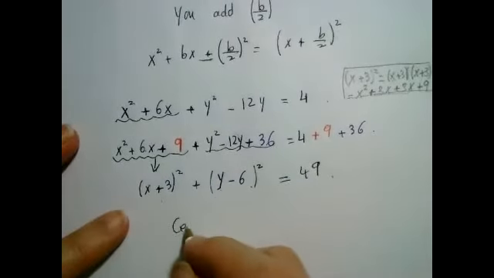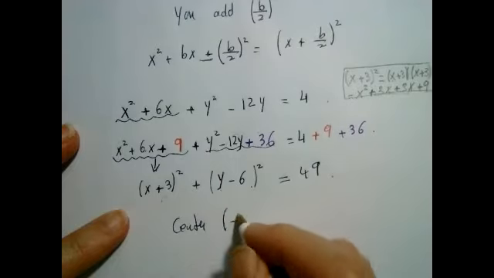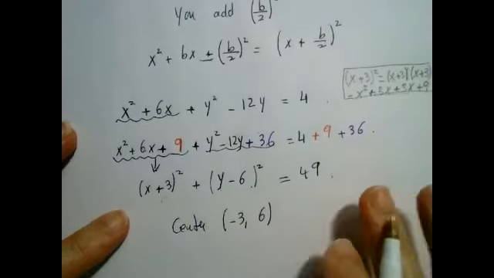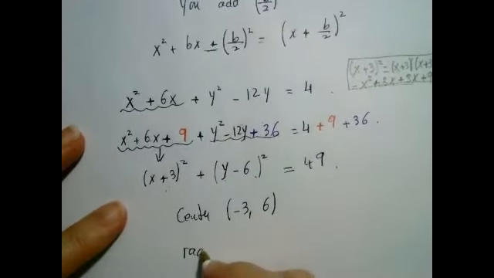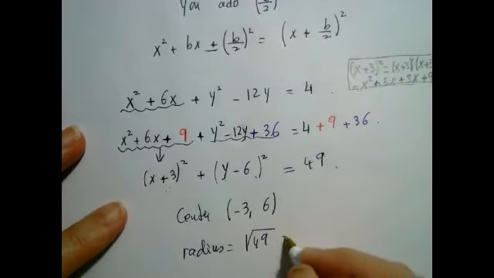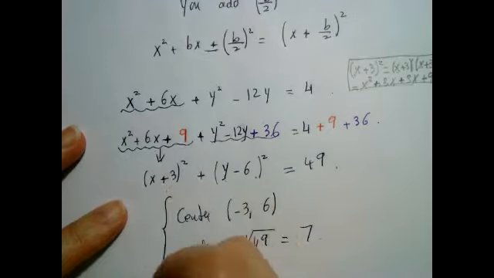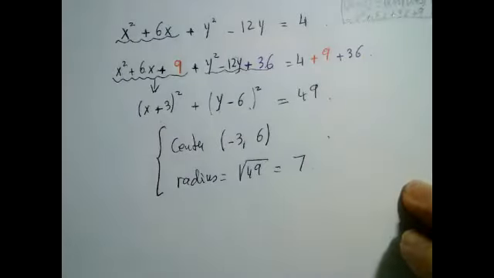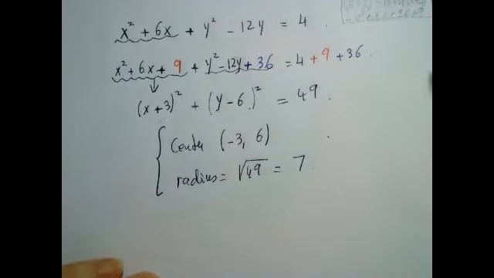So now the center is minus 3, 6. And the radius is the square root of 49, which is equal to 7. End of the problem. Okay? Please ask questions as I move on.